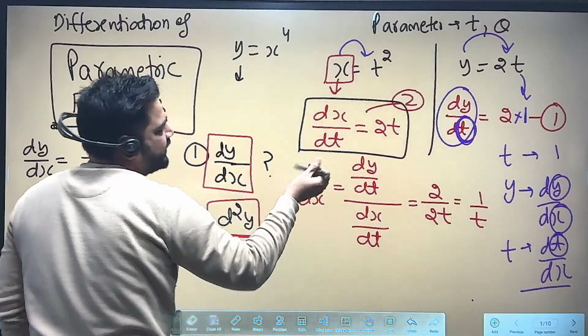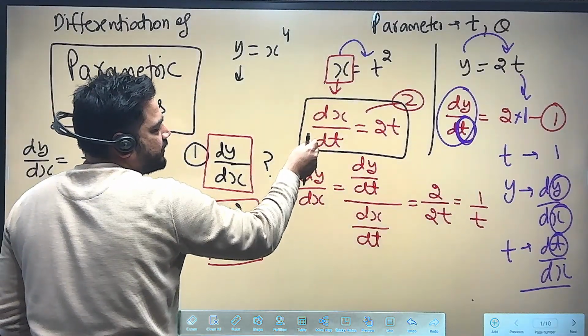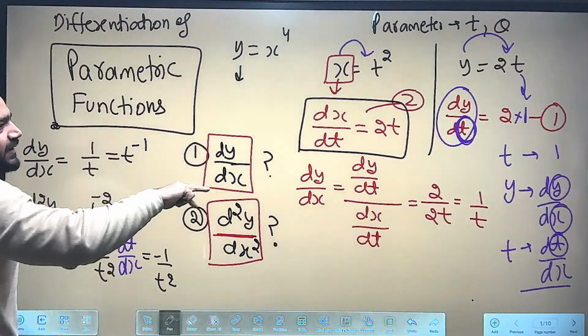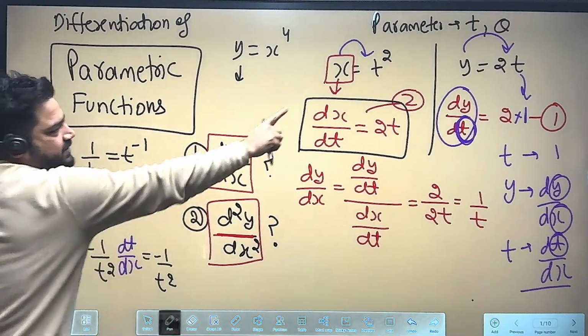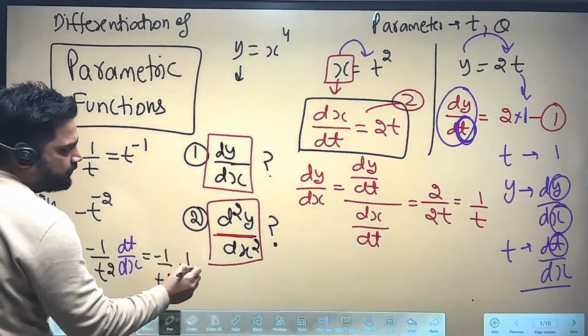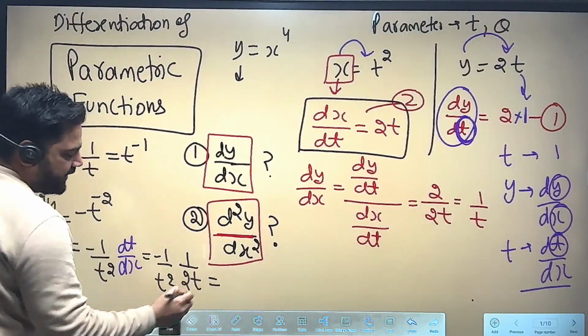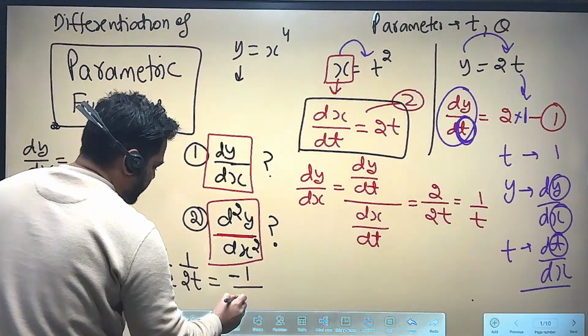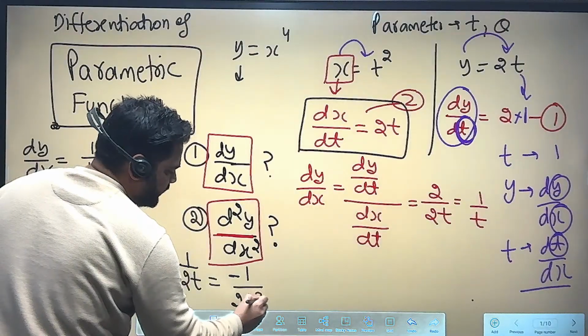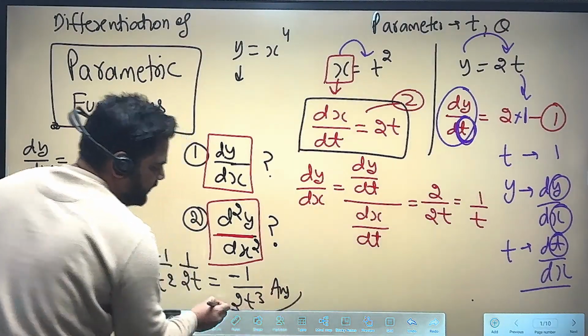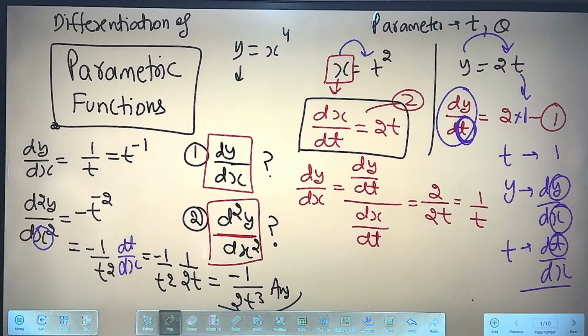From here you can see dx by dt is given, but we need to find dt by dx. It means the reciprocal of this, so it will be 1 by 2t. So the final answer is minus 1 by 2t cube. This is the answer. Okay, so this is the way to solve the differentiation of parametric functions.